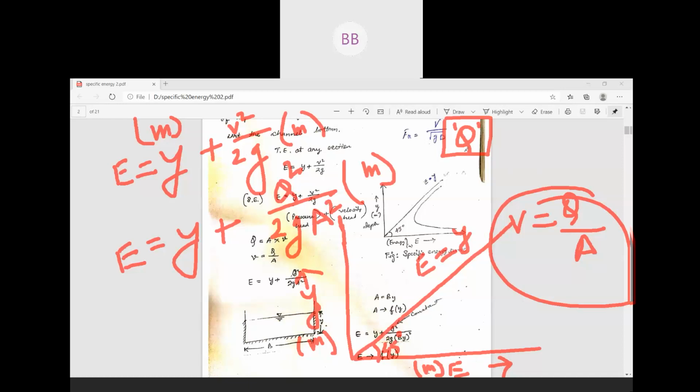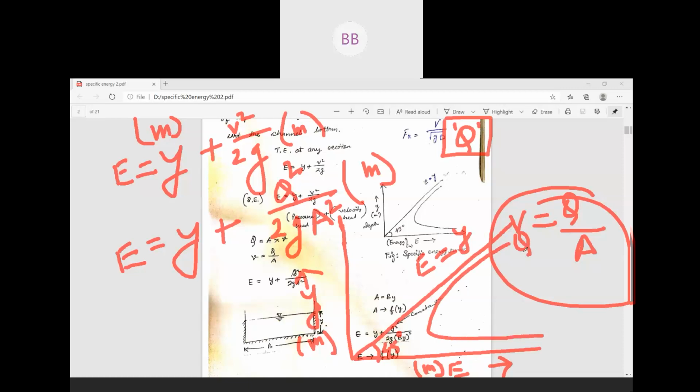For that particular discharge, if you want to draw a specific energy curve, it will come under this portion, that is the portion below that particular line E is equal to y. That is the purpose for which we divide the portion using this line, and your specific energy curve will be in this portion, for a particular discharge.